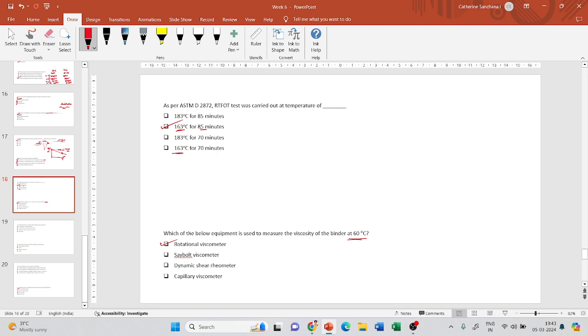With a dynamic shear rheometer also viscosity can be measured, but the question is which equipment is already being used to measure the viscosity of binder at 60 degrees Celsius. If you see the code, it is done using a capillary viscometer, right? So the answer to this is capillary viscometer. Other equipment may or may not be used, but the question is what is actually or currently in practice. It is a vacuum capillary viscometer.